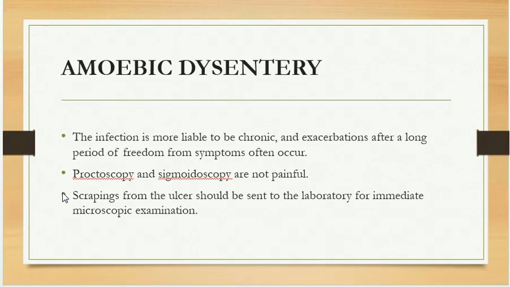Scrapings from the ulcers should be sent to the laboratory for immediate microscopic examination. In acute amoebic dysentery, in the scraping we see under the microscope, the vegetative form of the amoeba can be seen. Chronicity is marked by spores, which are seen when we examine under the microscope.